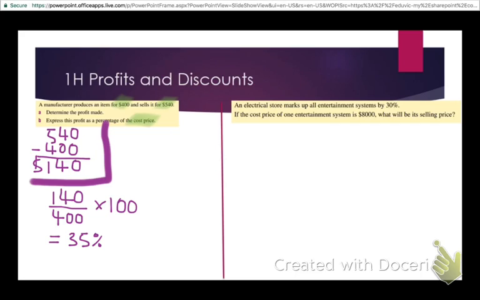Alrighty, how do we go, guys? So, Electrical marks up all entertainment systems by 30%. So, we're adding 30% to an original price. You can do that one of two ways. You can find 30% of 8,000, as we did a couple of chapters ago. And then, once we know what 30% is, we simply add that to 8,000.